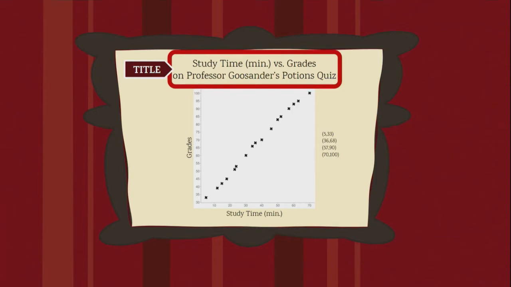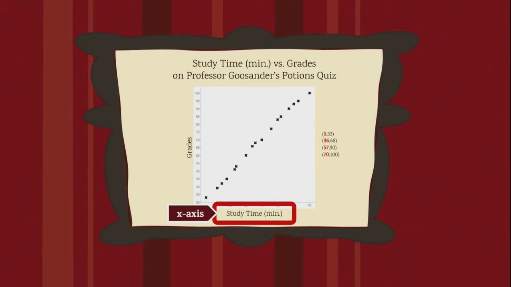These are called ordered pairs. So again, if you have not reached coordinate graphs in class, then this might not make a whole lot of sense, but it will later. So along the x-axis, we have study time. And that seems to stretch from 0 minutes all the way to 70. Now notice my points over here on the side. I've highlighted those numbers in red. So the first number in my ordered pairs is going to represent study time. So I had at least one student study for 5 minutes, one student studied for 36 minutes, one studied for 57 minutes, and one studied for 70 minutes.